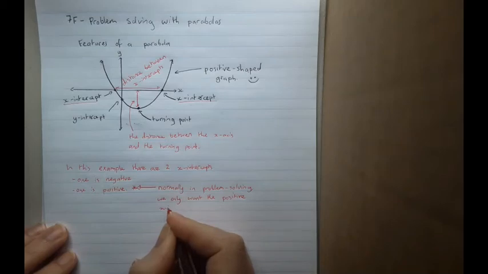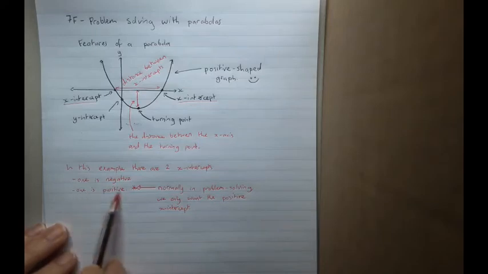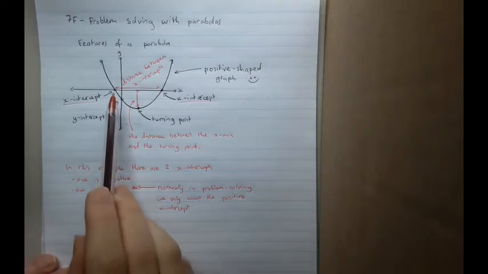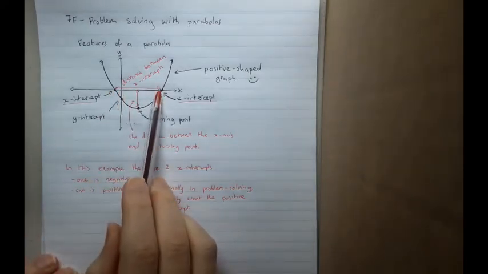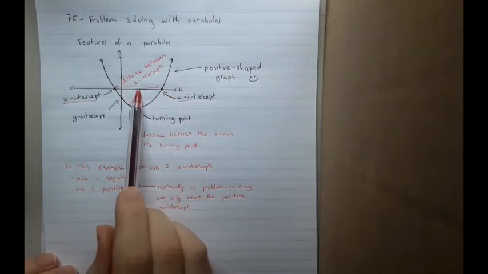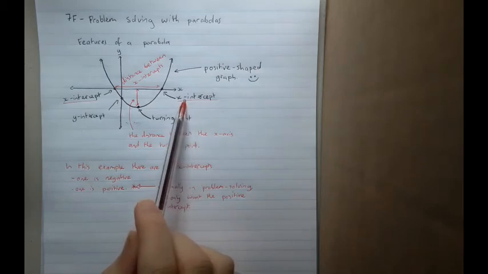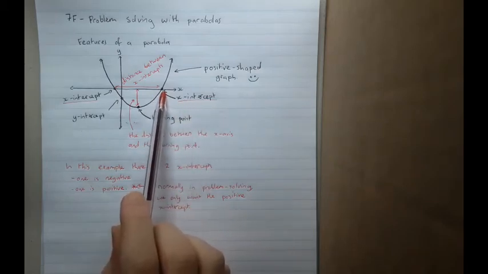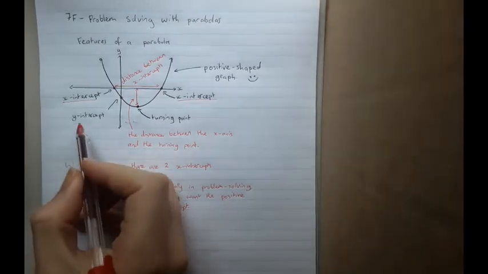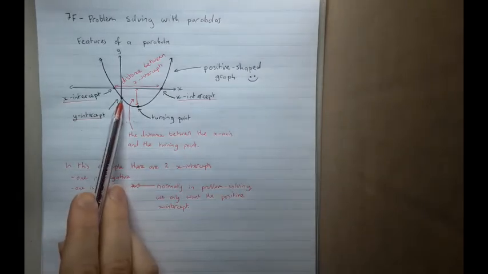Positive x-intercept. Okay, normally we only want the positive one, sometimes the negative one, but not normally. So we've looked at the distance between my two x-intercepts. We've looked at the height difference between the x-axis and the turning point. And then we've also looked at which x-intercept we're interested in, and normally it's the positive one, the one on the left. And the last thing we haven't looked at is the y-intercept, which is sometimes important as well. So understanding what the coordinates of the y-intercept are, and in particular the y value of the y-intercept.